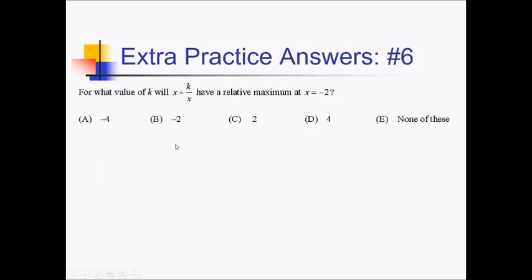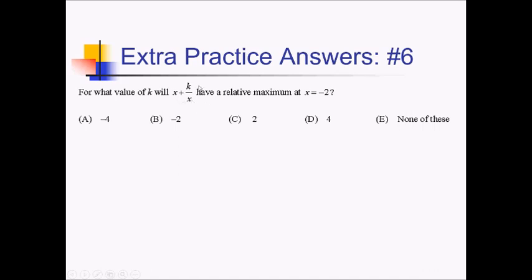For this problem, I've got this expression in x plus k over x, and I want to know what k value is going to give this thing a relative max at x equals negative 2. Well, to have a relative max, that means that the derivative of this thing, when I plug negative 2 into it, ought to either be 0 or undefined. So let's figure out what the derivative is, and we'll go from there.